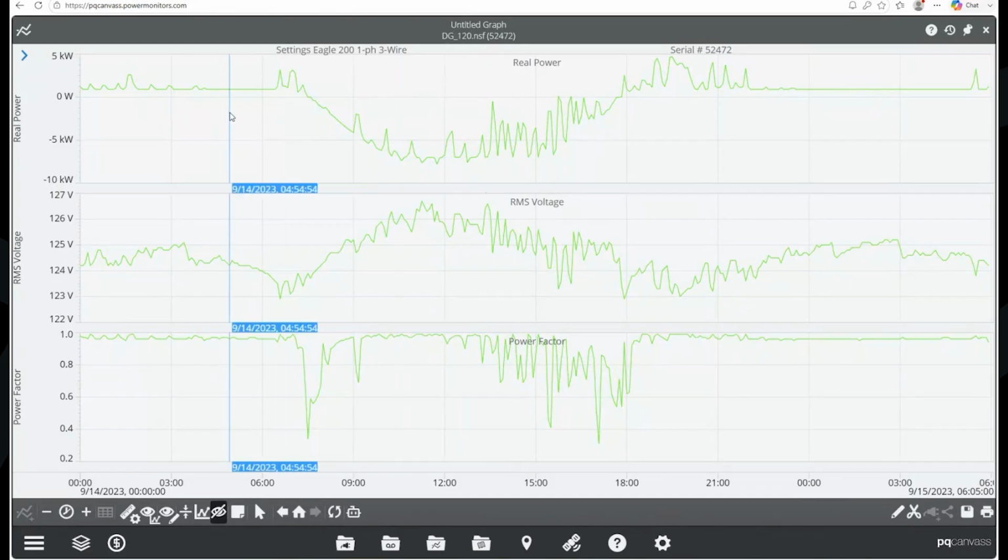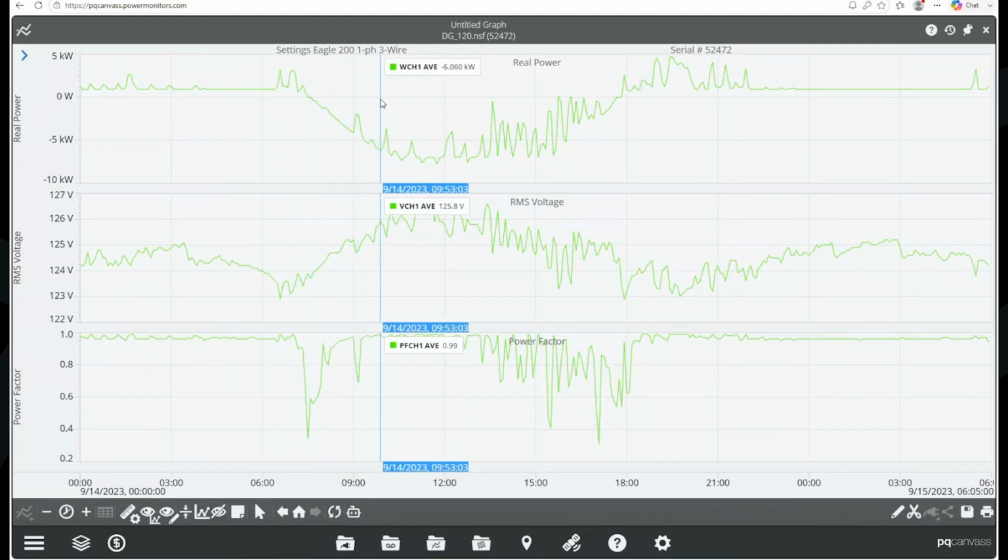So as we notice, overnight, real power is positive. And as people start getting ready to leave for work, midday sag starts to happen and real power goes negative. Through midday, it stays negative, then climbs back to zero into the evening peak.